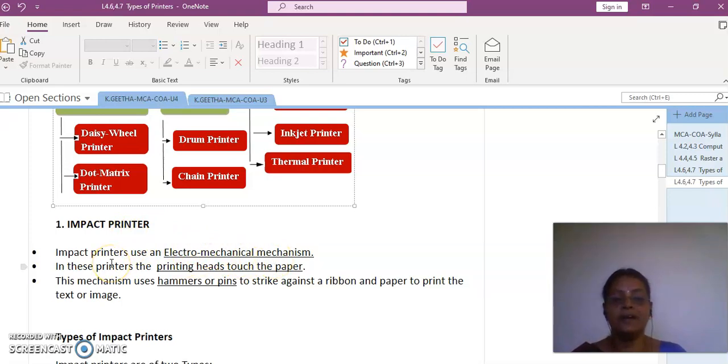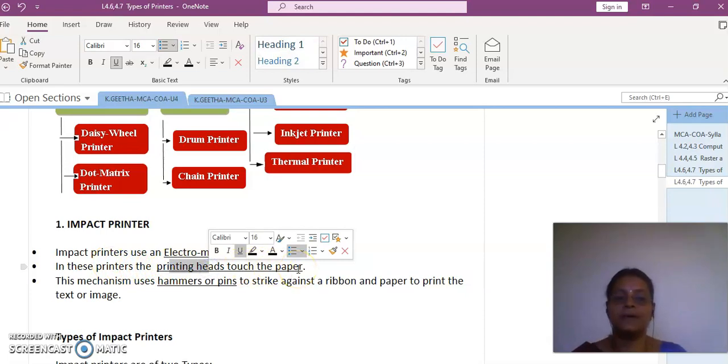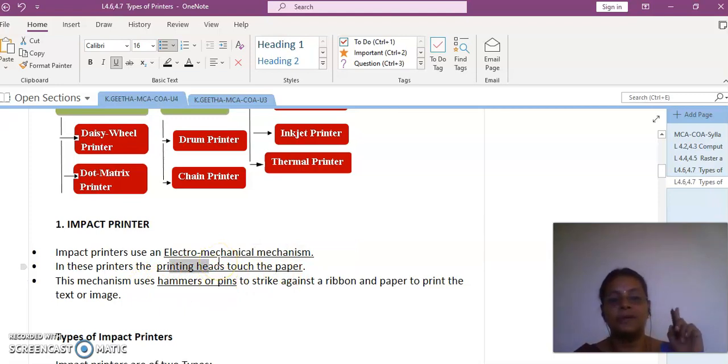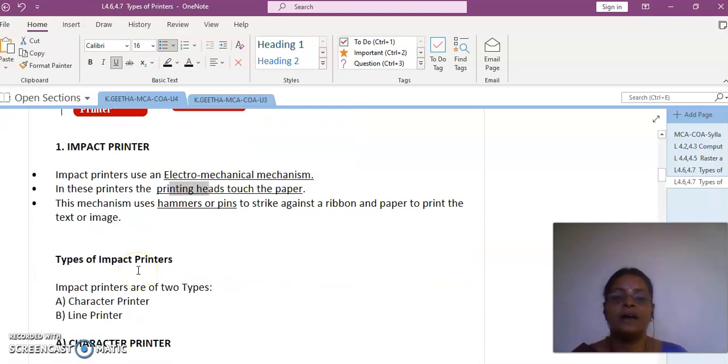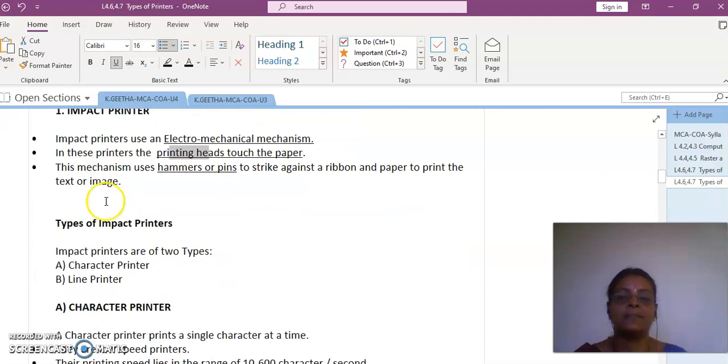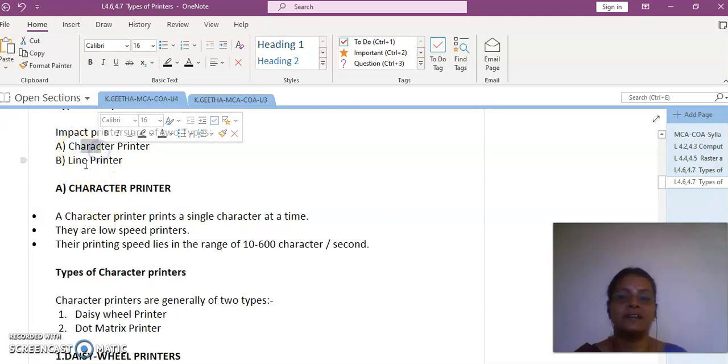In these types of printers, as I already told, the printing head will always touch the paper. Only by touching the paper is the impression transferred, and we are able to generate the print. This mechanism uses hammers or pins, which strike on the ribbon, and the ribbon in turn touches the paper to transfer the text or image which is to be printed. And as we saw in the diagram, impact printers are classified as character printers and line printers.